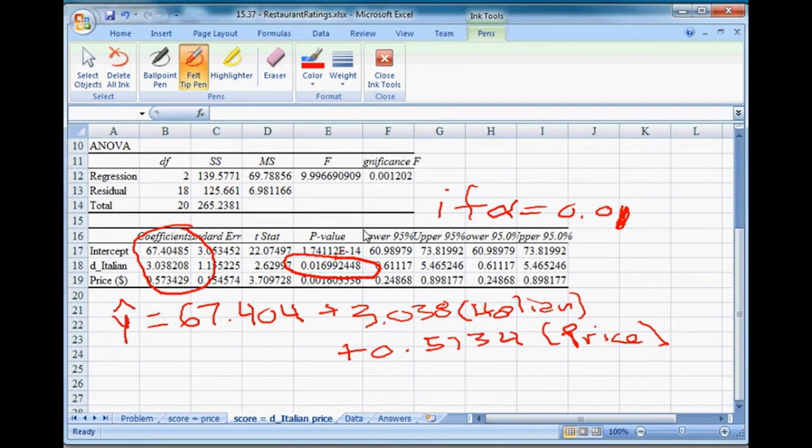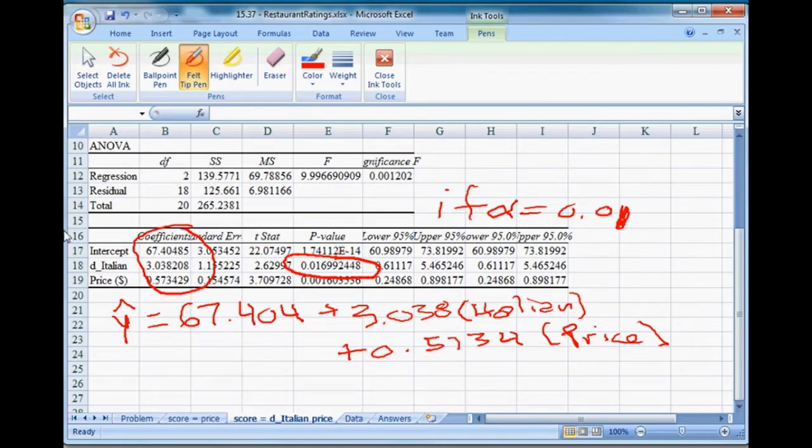You can quantify that relationship. Italian restaurants can get a 3-point boost in score, all other things equal. Why is that? It looks like, holding price constant, Italian food is more satisfying. Maybe that's because pasta is cheap, so you can get pretty satisfying pasta. Or maybe the Italian liqueur is preferable. Who knows? All we know is that there's a positive correlation.